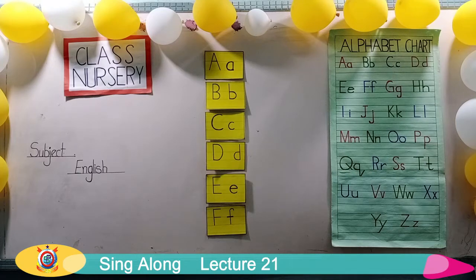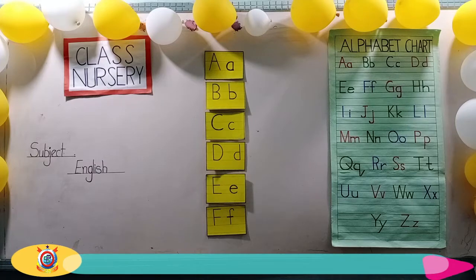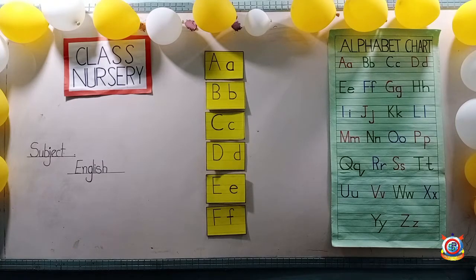Let's start the class with the A to Z poem. Okay, stand up. Let's start. A, B, C, D, E, F, G, H, I, J, K, L, M, N, O, P, Q, R, S, T, U, V, W, X, Y, and Z. Now I know my ABC. Next time, won't you sing with me?